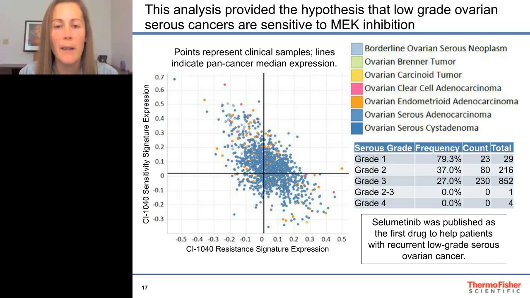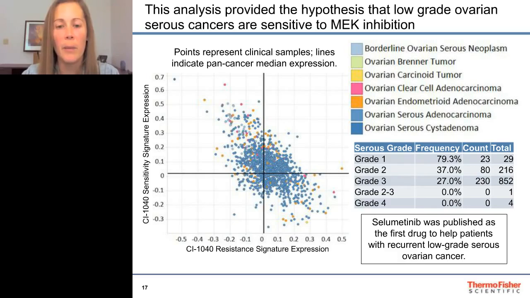So using this analysis, if we did have a client who wanted to go into ovarian cancer, we would have the hypothesis that at least a portion of serous ovarian cancers would be sensitive to MEK inhibition. And this is because a portion of these cancers do lie within this upper left-hand quadrant.